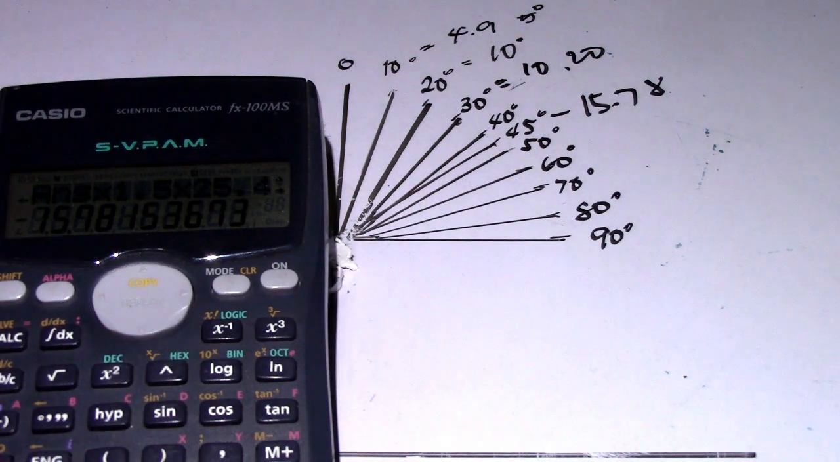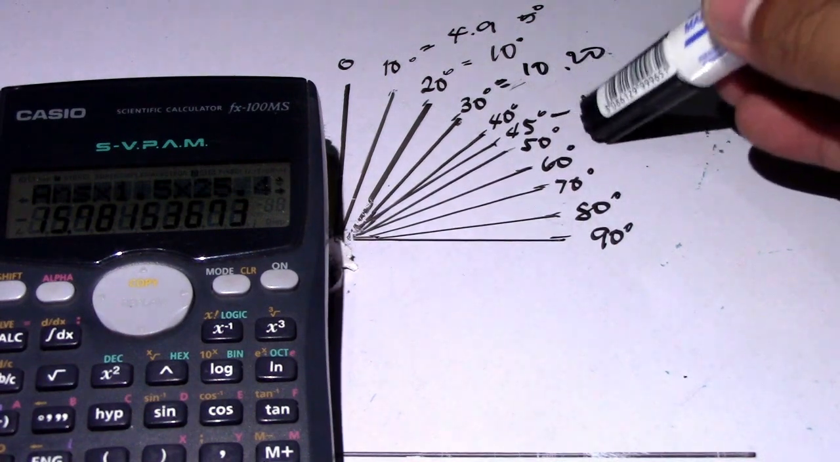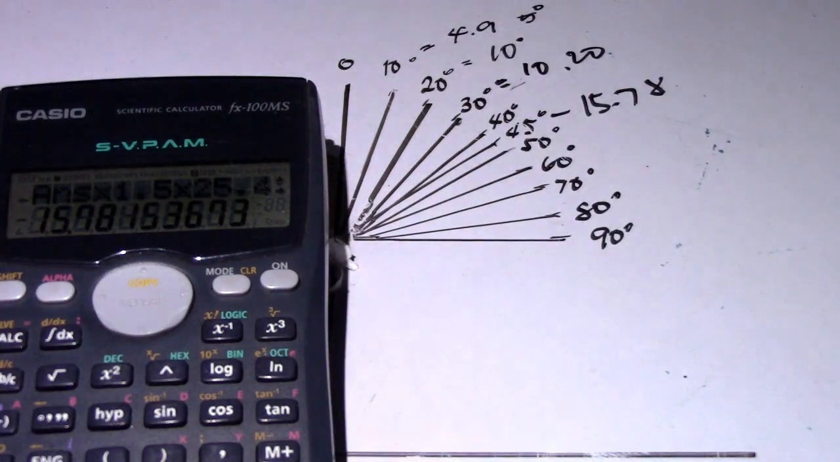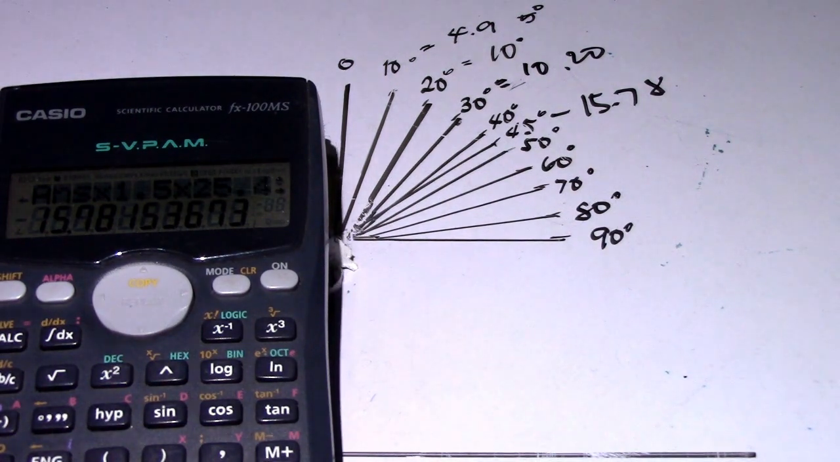Please try all these degrees at home. Please compute 50, 60, 70, 80 and 90. Compute these as examples and check if your answer is correct based on our formula.